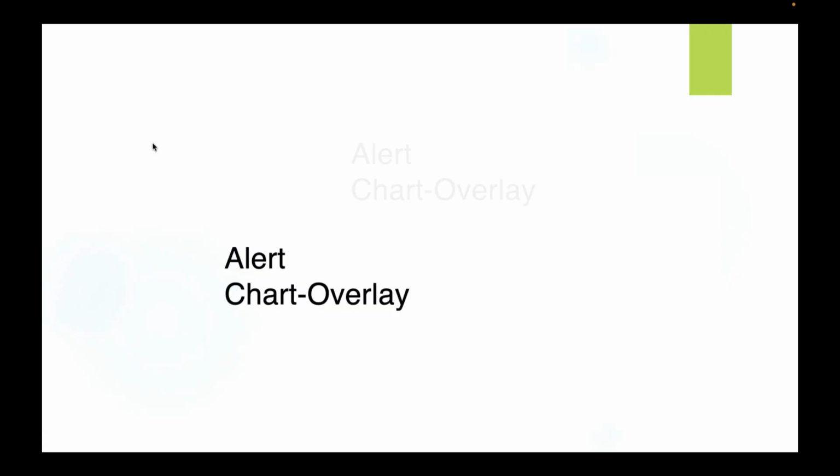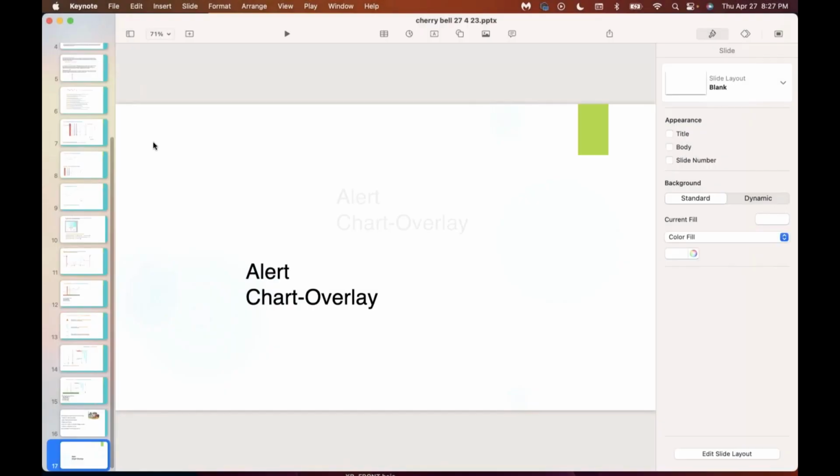So how to become a successful trader in your first 90 days? One, practice the Cherry Bell strategy. Two, attend weekly Discord alert meetups. Study the Discord training. Learn how to apply the Cherry Bell strategy successfully. Share your results with the team and learn the steps, and you will change your life. And that's the alert chart overlays.